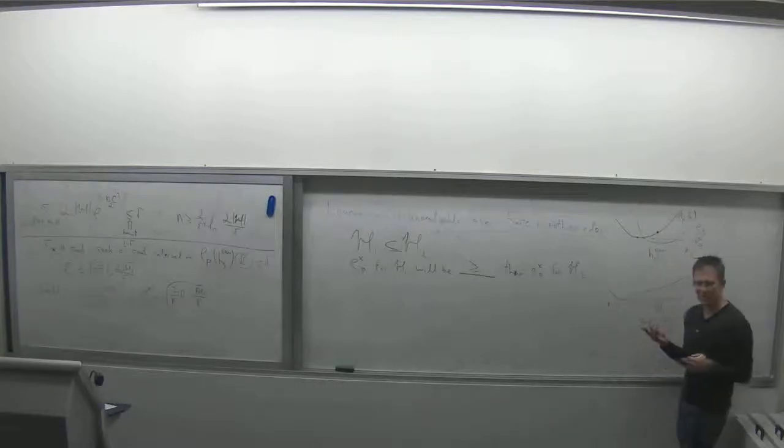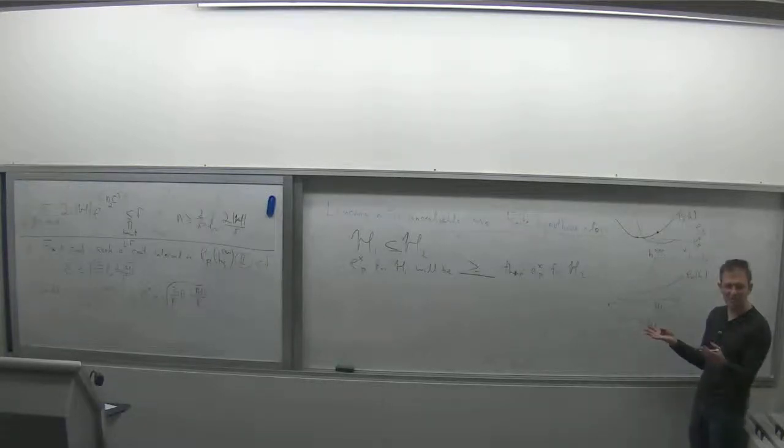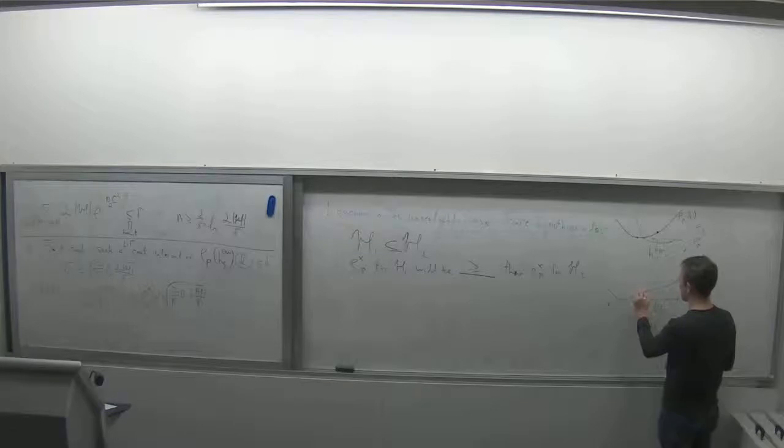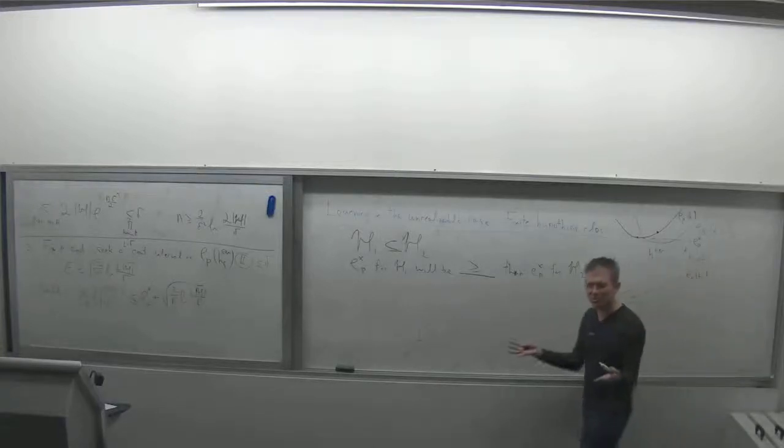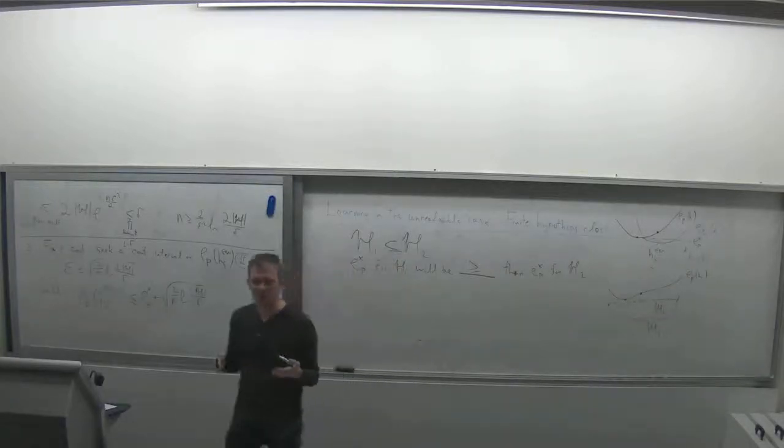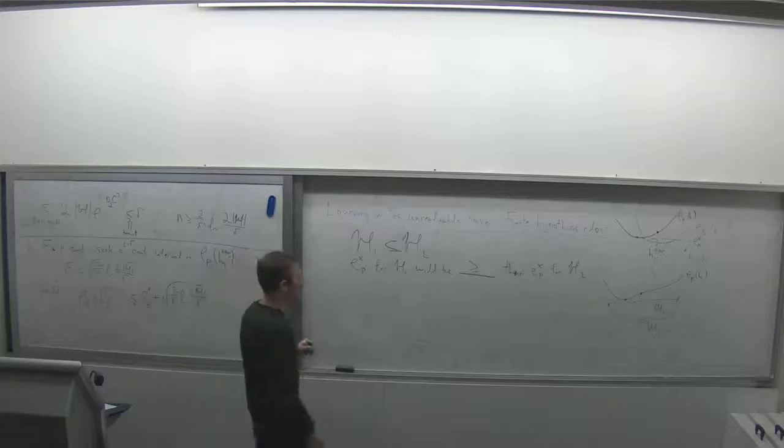It can't get any worse, right? You've added more stuff. So the minimum here, this is E star P for H1, and this is E star P for H2. You've just allowed more options, so the best you can do is better. That sort of makes sense.